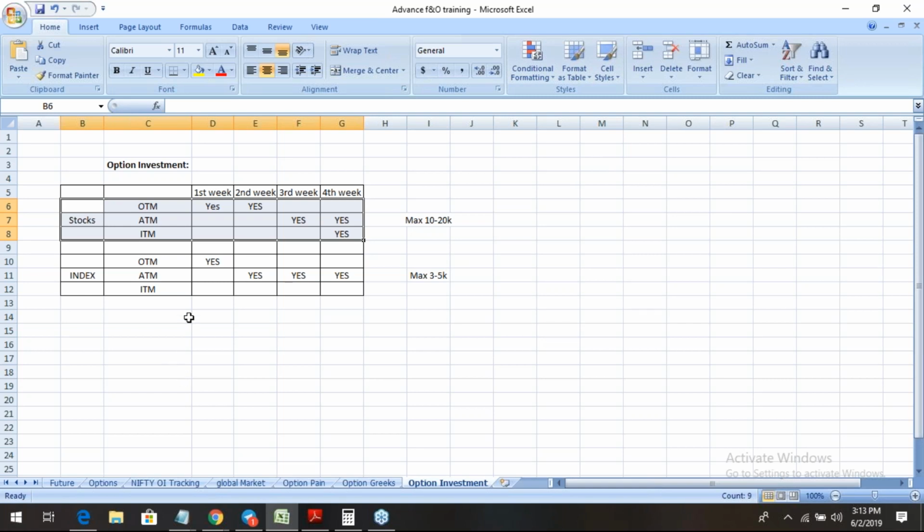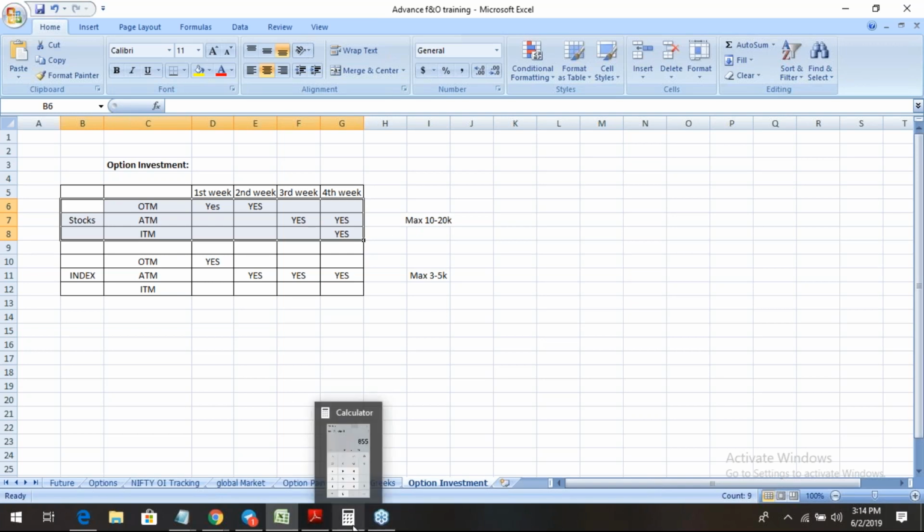Quickly. Yes, okay. So we have 4 weeks of expiry in a month, and every month the last Thursday is expiry for stock, right? So in the first week we have to buy an out of money call, because buying at the money or in the money call is too expensive, right? Stock option I'm talking about, right? You have to invest max 10 to 20K.